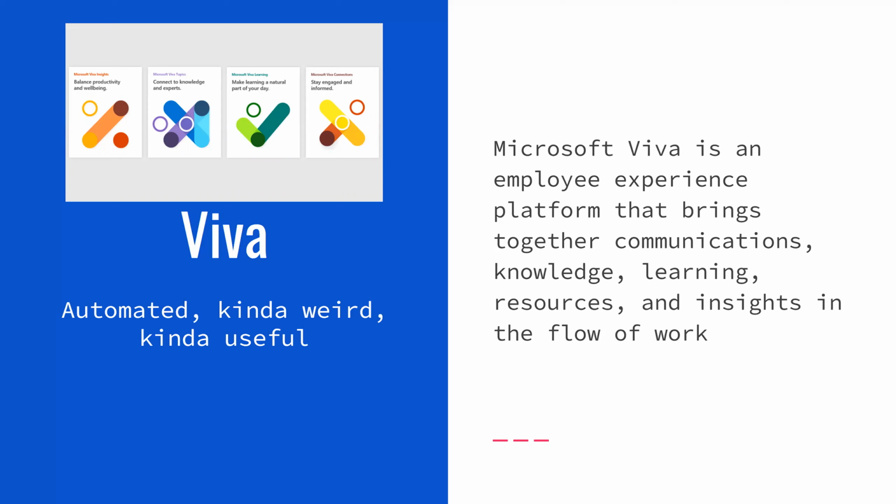So according to the tagline, it's balancing productivity and well-being. It allows you to connect to knowledge and experts, make learning a natural part of your day, and stay engaged and informed. What this essentially means is it will send you notifications like, hey, you're working too hard, or hey, please take a break. It will say things like, do you want me to book the first 30 minutes of your day for you to catch up on these 500 emails you didn't look at yesterday? It's kind of like an automated personal assistant, but it does a lot more than that. I can't accurately explain all that it does, but it's useful, I swear, if you have the licensing for it.